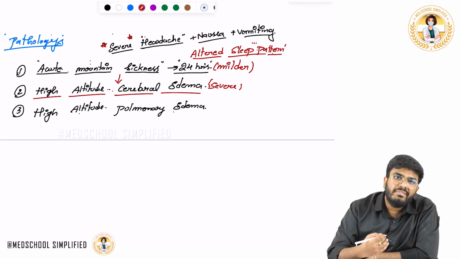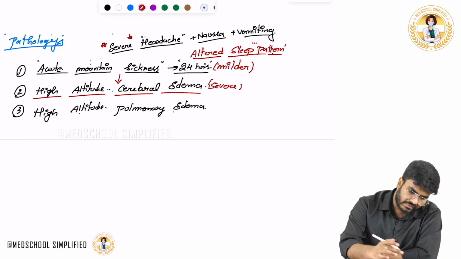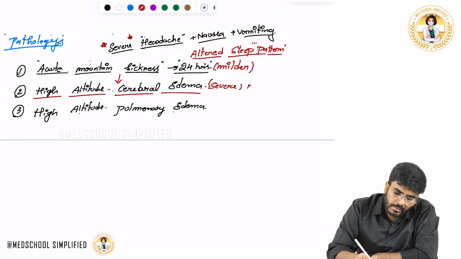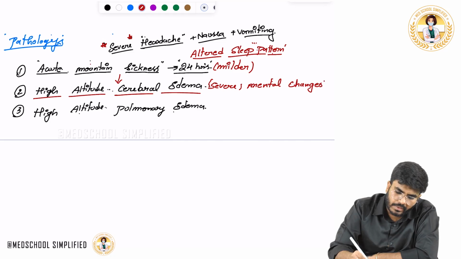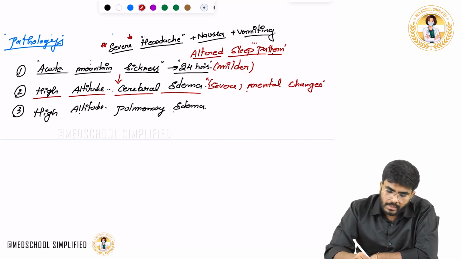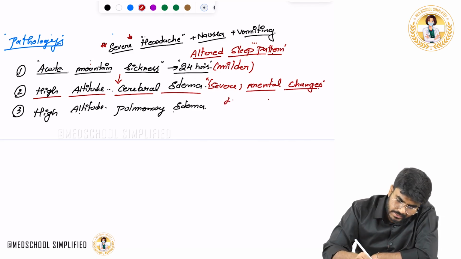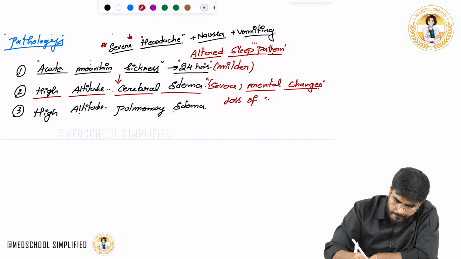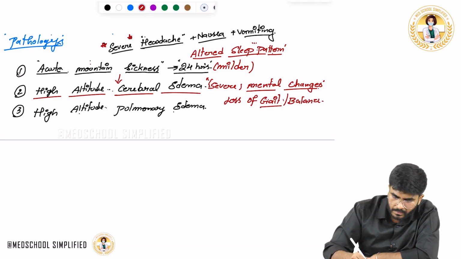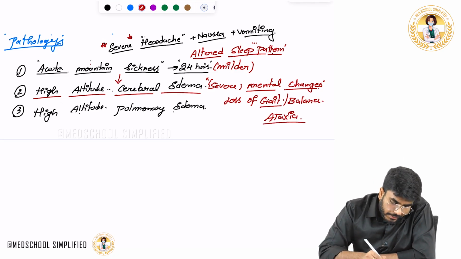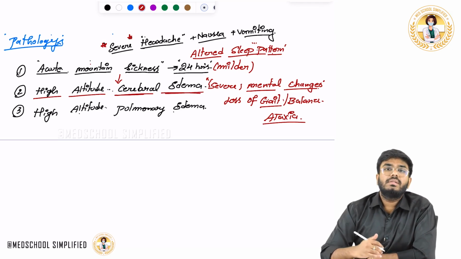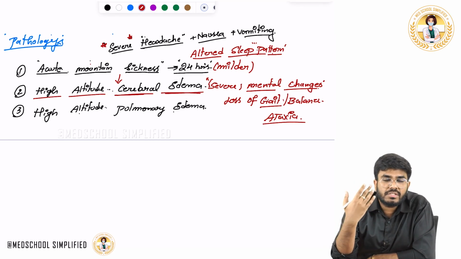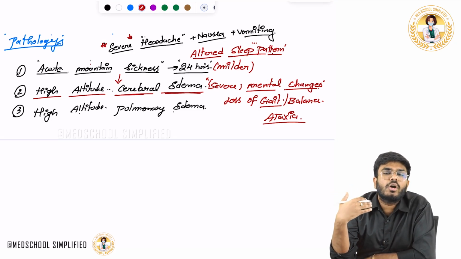But if it is more severe, it takes days. These patients are going to have mental changes. The person is going to behave differently, and he's going to lose balance, so gait or balance problems, or ataxia. So these are the features of high altitude cerebral edema, because more blood flow is going to the cerebral vasculature, and that is going to cause the edema.